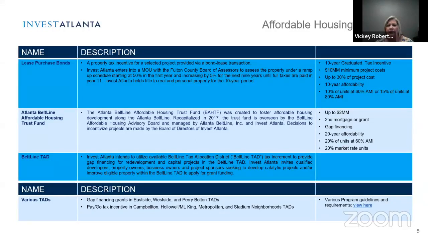As you all know, probably from some presentations that have been coming to your MPUs, land cost is going up, and it's been really challenging for developers to do development in that area. So this also provides an incentive, and it's strictly for the Beltline, not outside the Beltline. Along with the Beltline TAD, this is another incentive, and this comes from the tax increment off of the Beltline TAD. Those guidelines are similar to our other programs in our TADs.